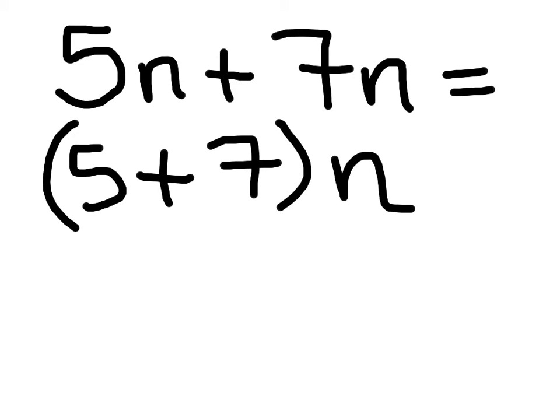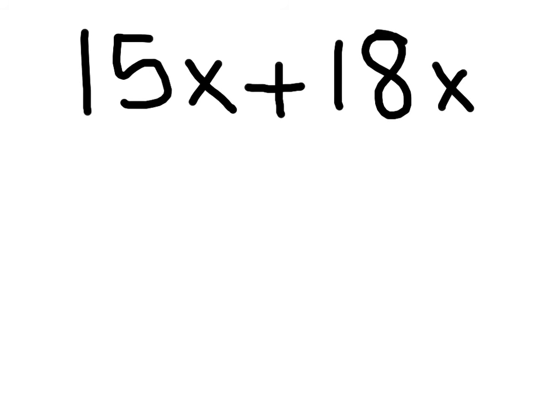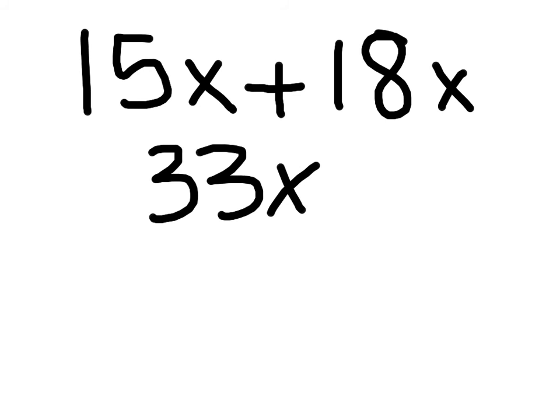So let's practice combining like terms on example 4. So we have 15x plus 18x. Do they both work for the same company? So we can, 15 plus 18, times x, which is 33x. Excellent. All right, let's do another one.